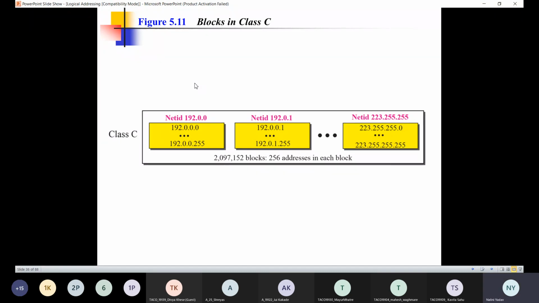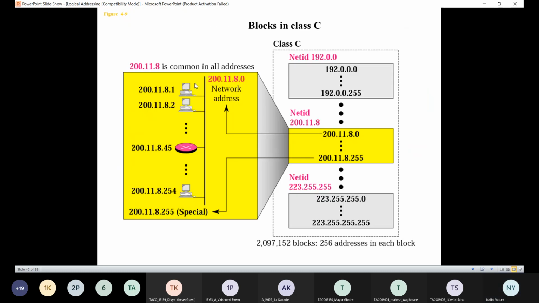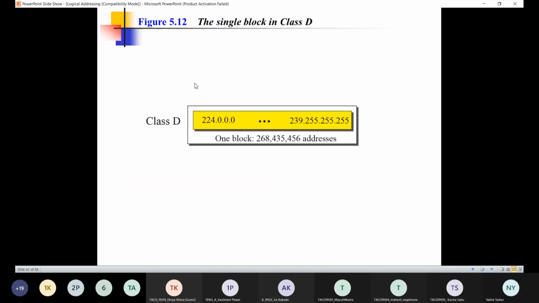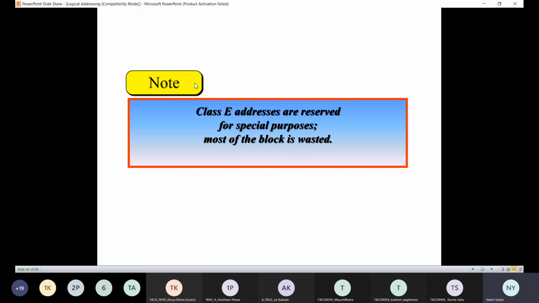Class C, again the same: the network ID starts from 192.0.0 up to 223.255.255. Correct. So each network or each block will have 256 addresses. Correct. Then class D, which is used for multicasting, and class E, which is reserved for special purposes. Correct. So now let's see.